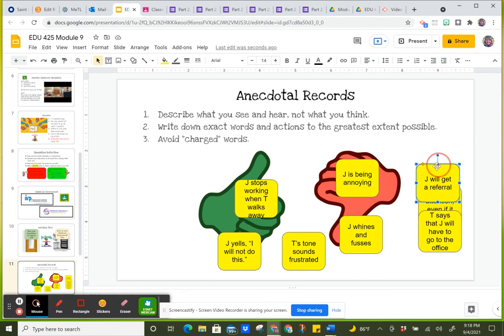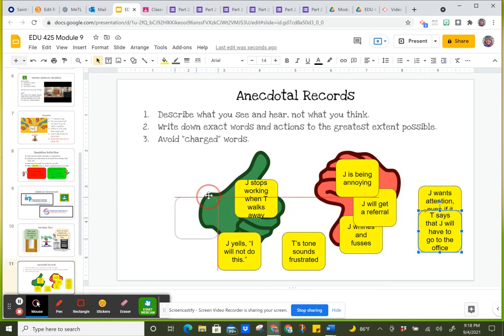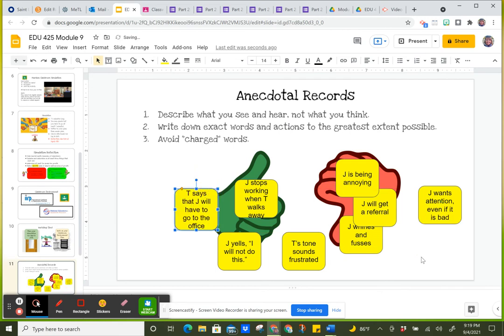Jay will get a referral. This is not good. You do not know what is going to happen in the future. Now, if the teacher says Jay will get a referral, then you write teacher says Jay will get a referral. That would put it on the green side. Teacher says that Jay will have to go to the office. Now, that did in fact happen. The teacher did say that, so that is okay.